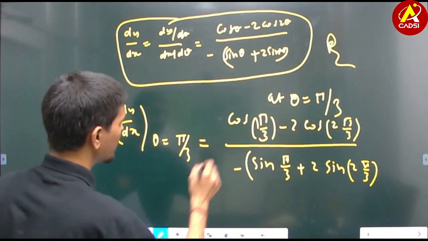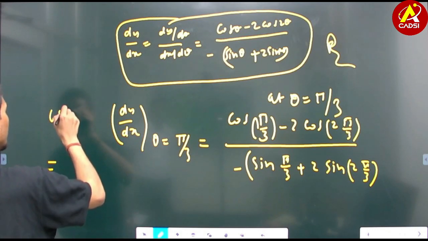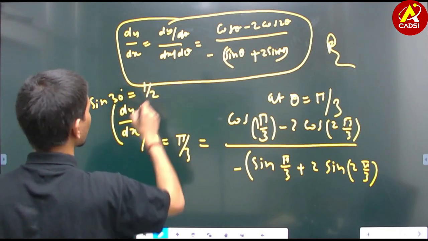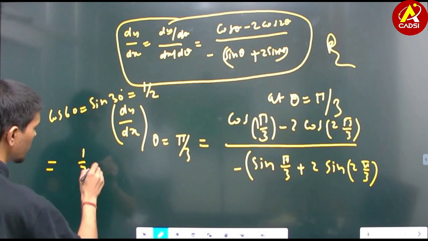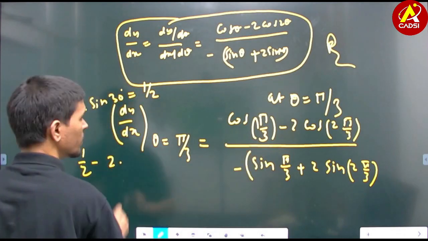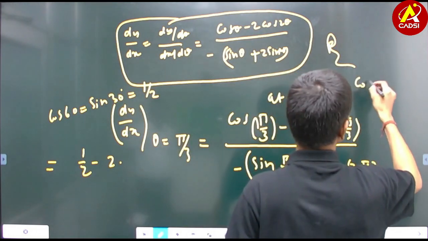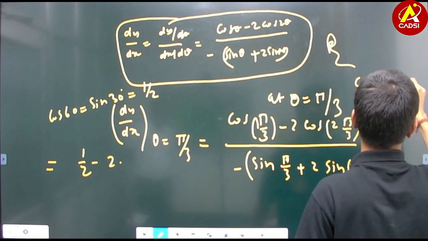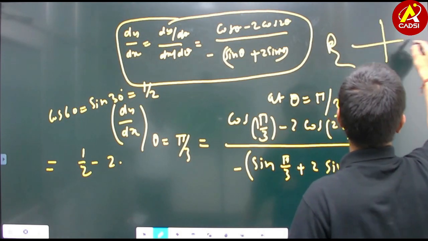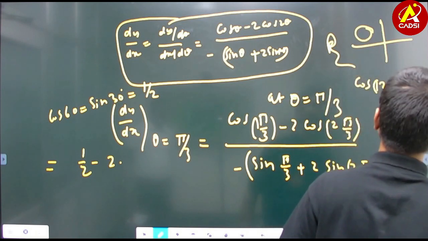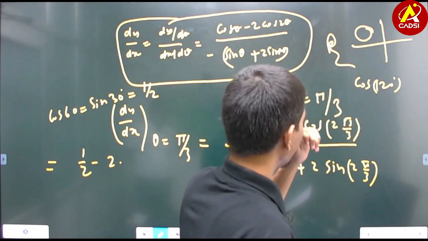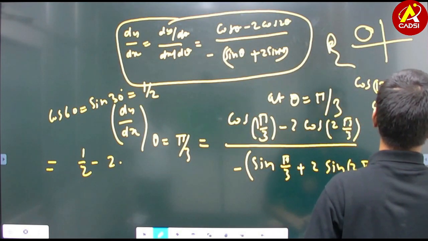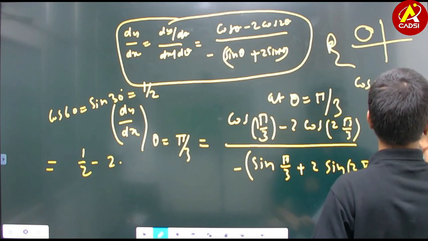so cos pi by 3 is nothing but cos 60, and cos 60 is 1 upon 2. So the first term is 1 upon 2 minus 2 into cos 2 pi by 3, which means cos 120. Cos 120 is in the second quadrant, so the value will be negative. If we try to remove the negative sign, we can say it is cos of pi minus 120.